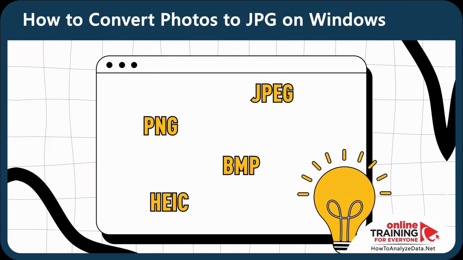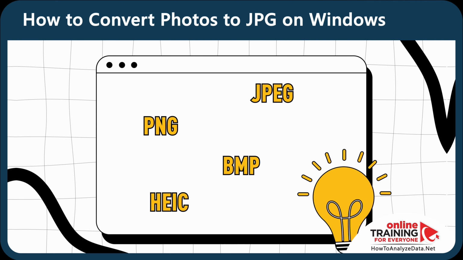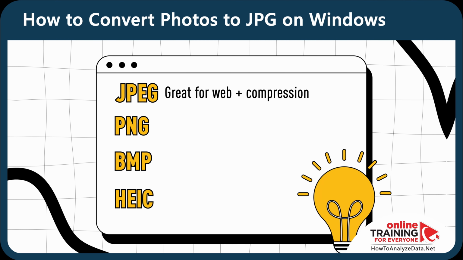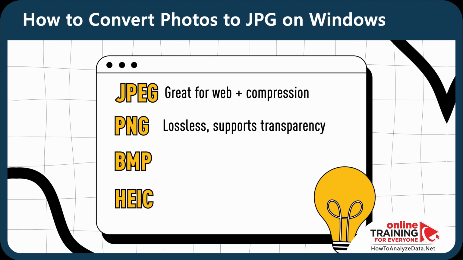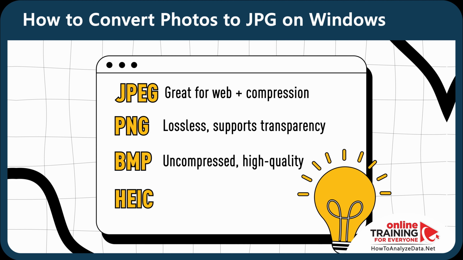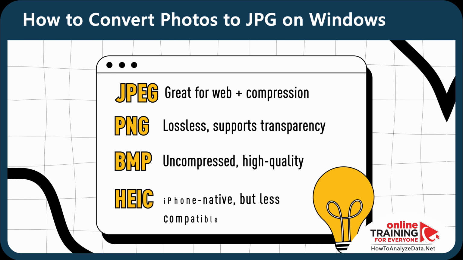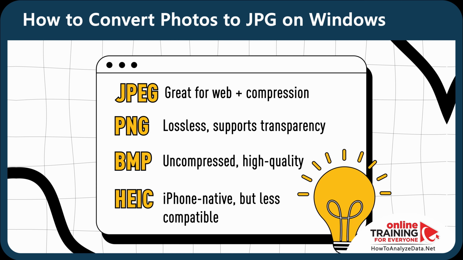What's interesting is that different formats are good for different purposes. For example, JPEG is great for web and compression. PNG format is lossless and supports transparency. BMP format is uncompressed but high quality. And HEIC format is native for iPhones but less compatible.